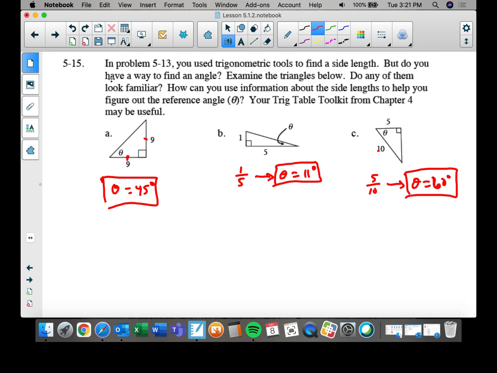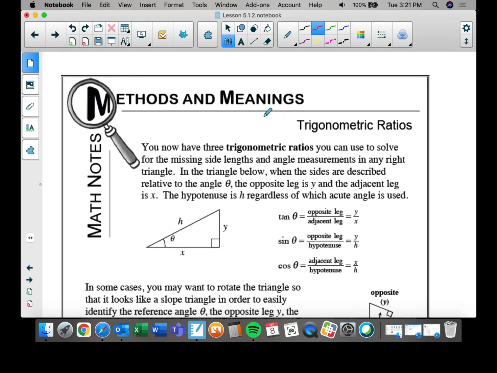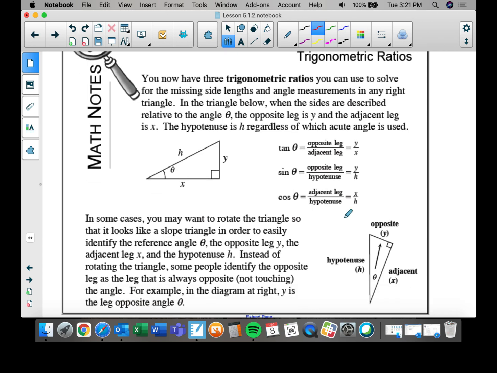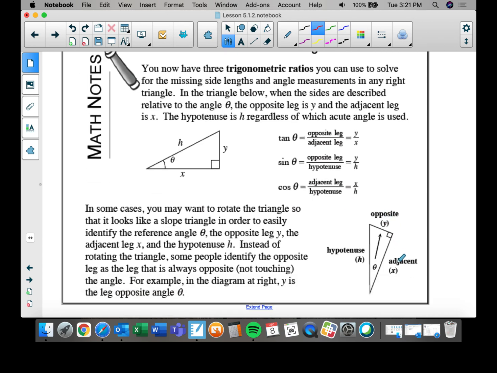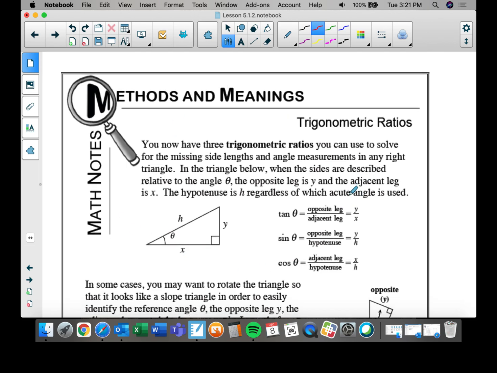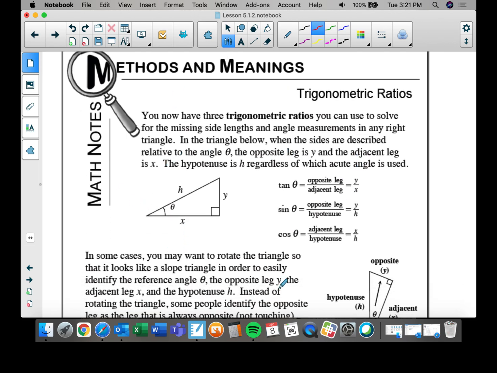Okay? With that being said, here is a really good math notes box that quite simply explains everything. Here's your tangent ratio. There's your sine and cosine ratio. Talks about opposite versus adjacent versus hypotenuse, and how you figure out which one is which and all those kind of things. So this is a trigonometric ratios math notes box that talks about everything that we've referred to so far in trigonometry. Okay, so if you're struggling with anything, I would recommend you take a look and read through this because it does a really good job of explaining everything.